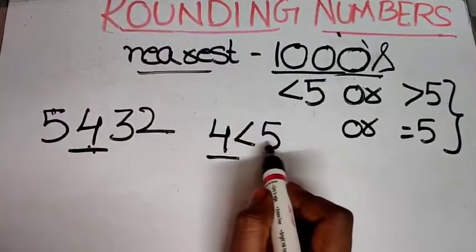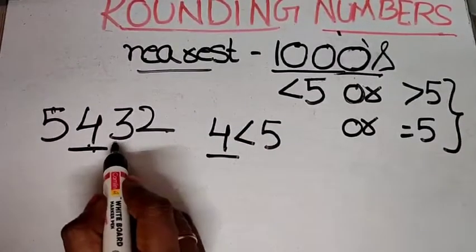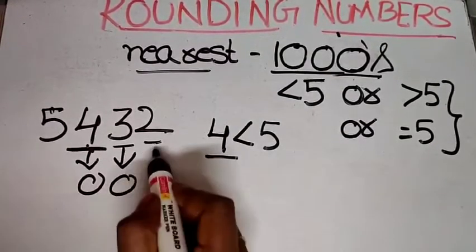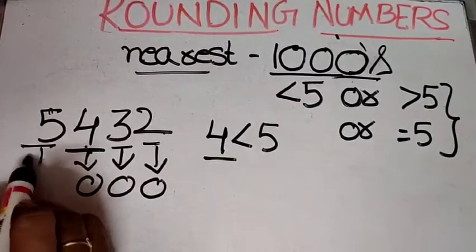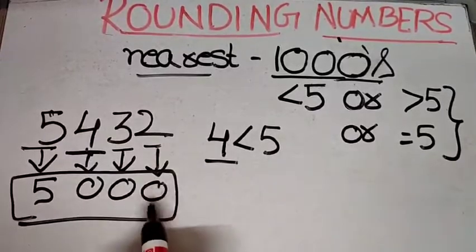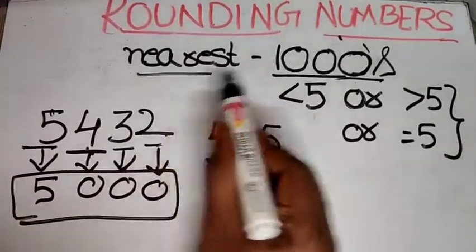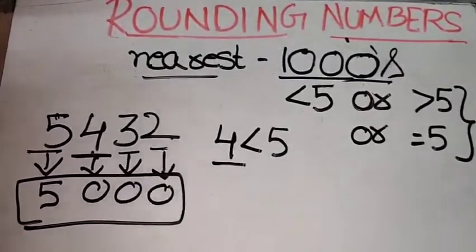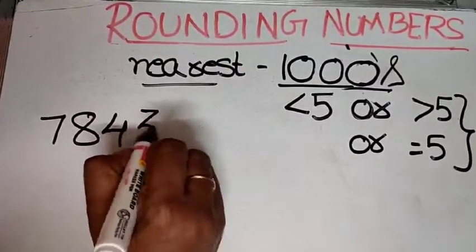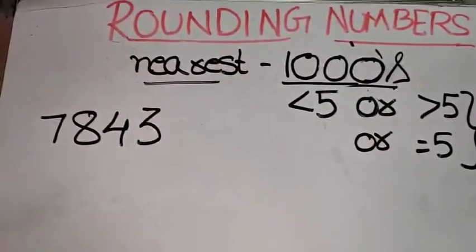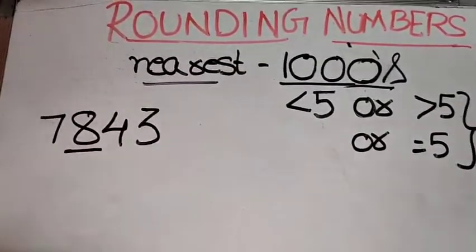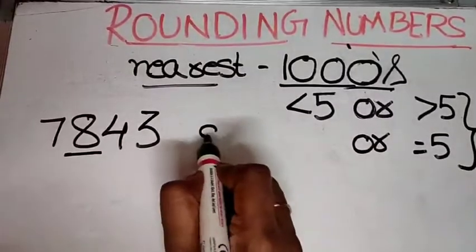As it is less than 5, no need to do anything, just bring this 4 as 0 and 3 as 0 and 2 as 0 and get this 5 down, which is 5000 is the rounding number of 5432 to nearest thousands. Let us see one more example. So here I am taking 7843. So which digit we have to check to find the nearest thousands? Yes, we have to check the hundreds place. So check whether 8 is less than 5 or greater than 5.